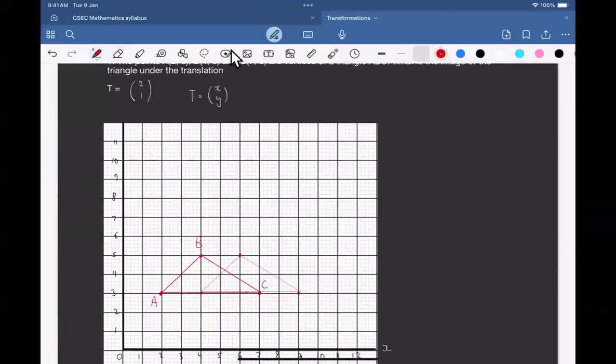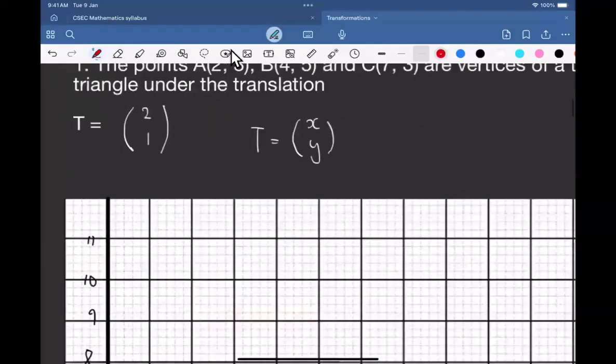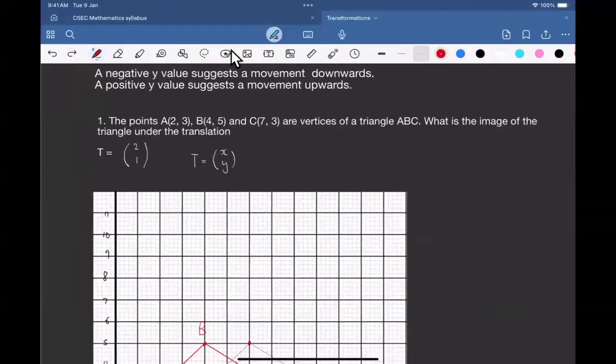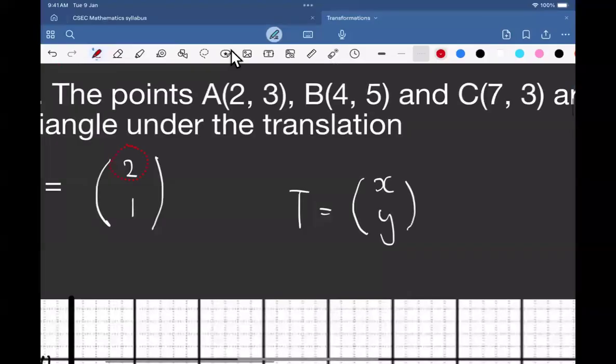Okay. And Bryce, according to the instructions, I move it 2 to the right, and then I had to do what with the shape? I move it 2 to the right, so 2 to the right, and then what?